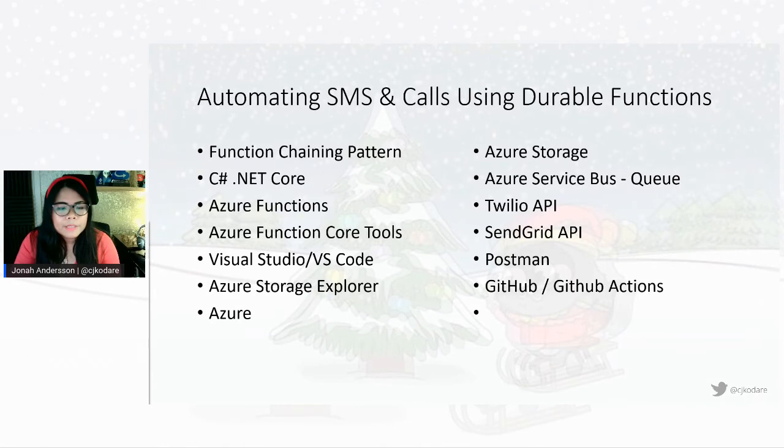So now it's time for me to show some examples of what I'm going to talk about. These are the technologies that I've used in this project, automating SMS and calls using durable functions. I use the function chaining pattern. I have my code in C# .NET Core, Azure Functions Core Tools, and I use Visual Studio or VS Code. I have Azure Storage Explorer, and I'm integrating my app with Azure Service Bus to save queue messages, the Twilio API, the SendGrid API, Postman, and GitHub Actions to deploy that project as well.